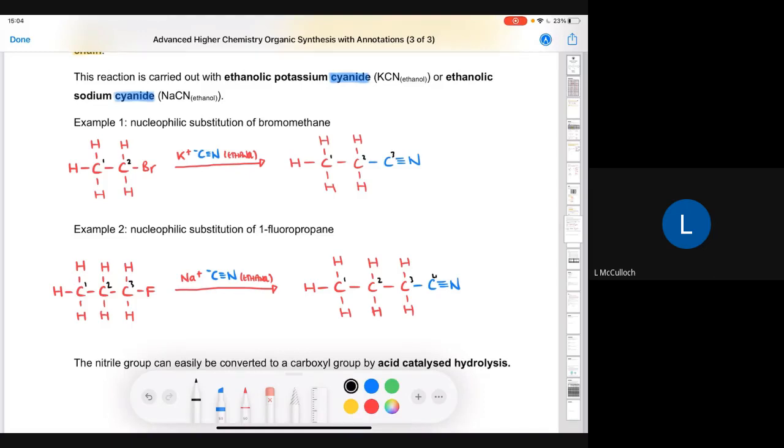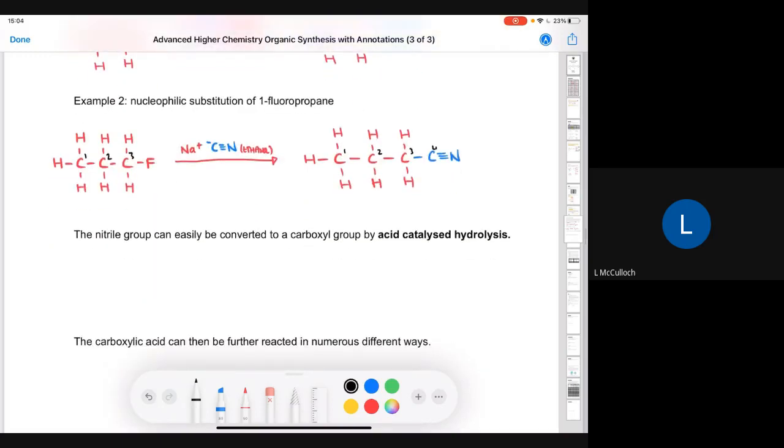Now, in terms of what we can then do if we've made a nitrile, nitriles, in terms of advanced higher chemistry, only undergo one reaction. We convert the nitrile group into a carboxyl group by an acid catalyzed hydrolysis. Again, a very small part of the course, but a part of the course that we really, really need to know. So I'm going to show you what that would look like. I'm going to take the nitrile that we made in the reaction in example 2, just because it's there and we can see it nice and easily.